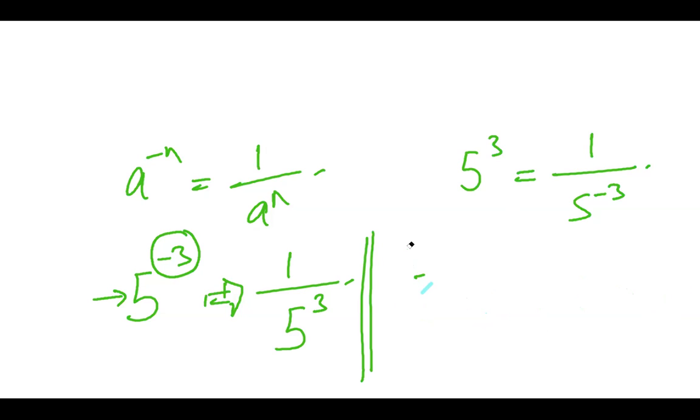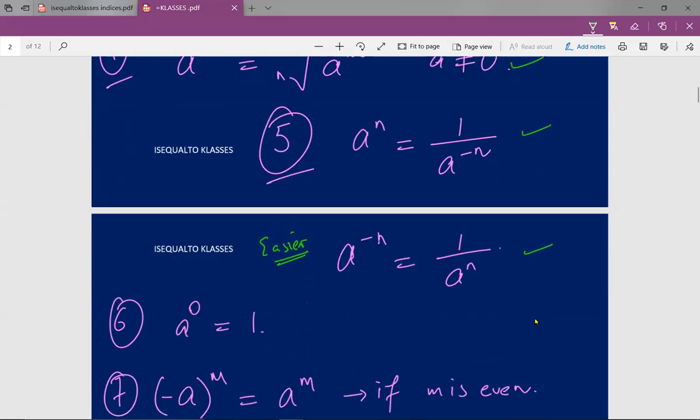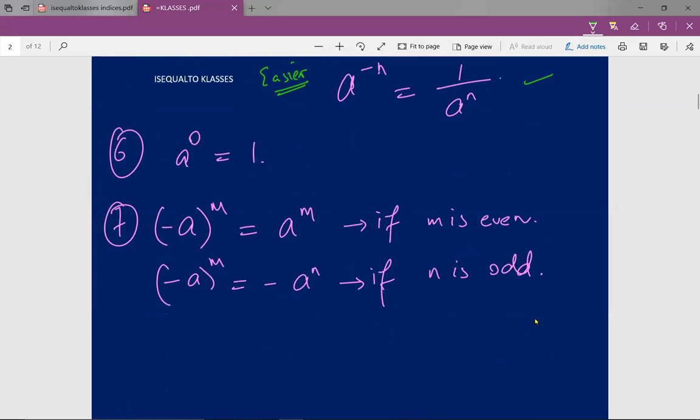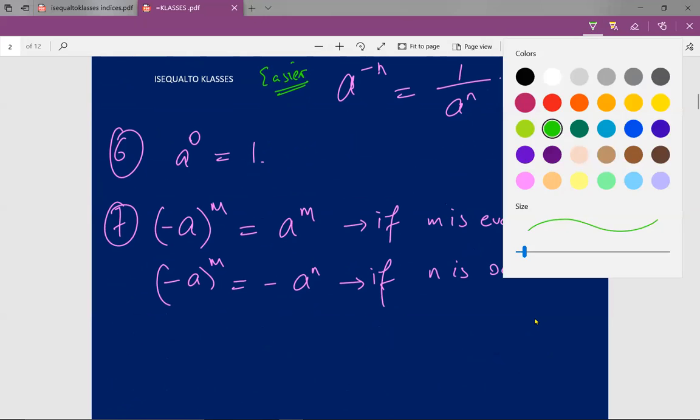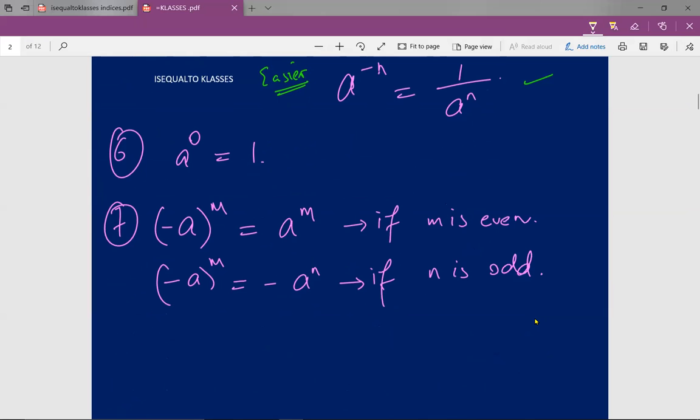So if the negative power is in the denominator, what this power will do now is it will take this number to the numerator. So this will be equal to 5 raised to power 3, which is the same as this. I'm telling you again and again that there are times when indices get really confusing. But the only way out is to solve more and more questions of indices. That is the only way you can understand indices.